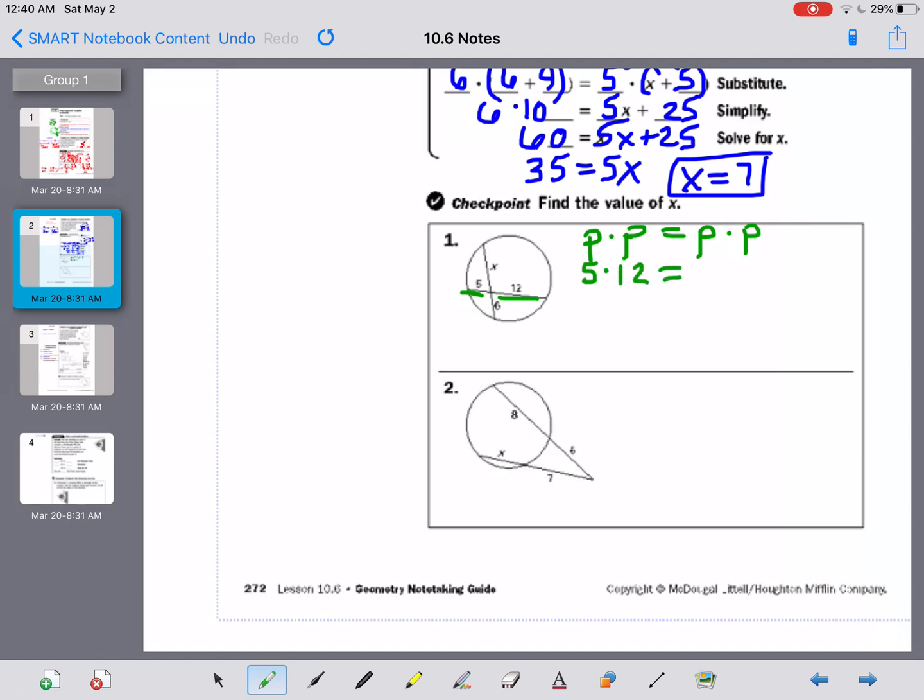And my second one is going to be from the same chord, 6 times x. And remember, you can write those 12 times 5 or x times 6. It doesn't matter as long as the two parts from the same chord are together. 5 times 12 is 60. 6 times x is 6x. Divide by 6 and x equals 10. And it did tell me I can stop on this one once I find the value of x.